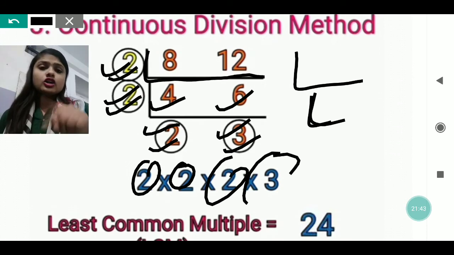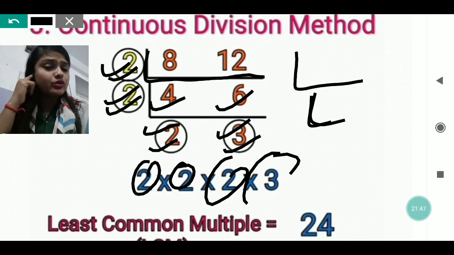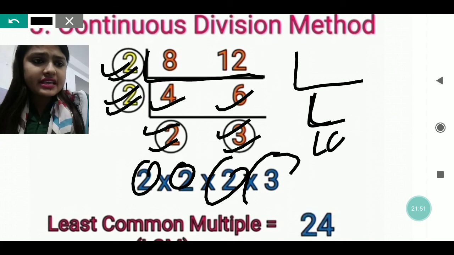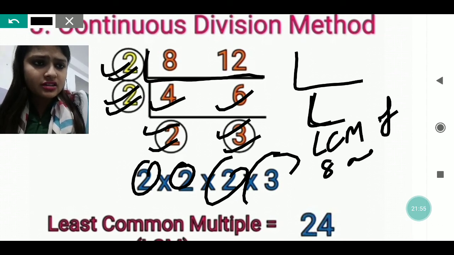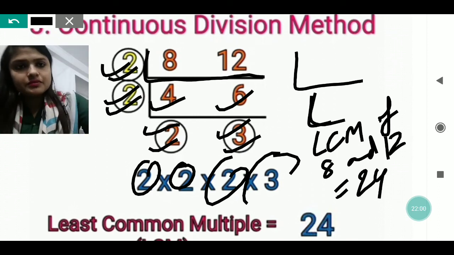You multiply them. 2 into 2 is 4, 4 into 2 is 8, and 8 into 3 is 24. So what is the LCM of 8 and 12? That is 24. Clear?